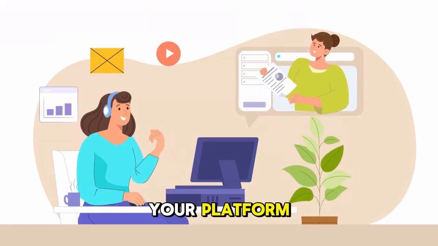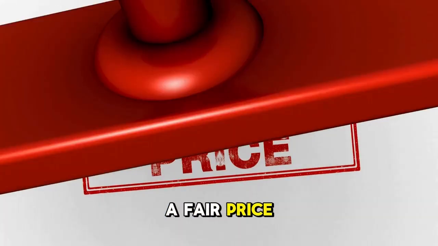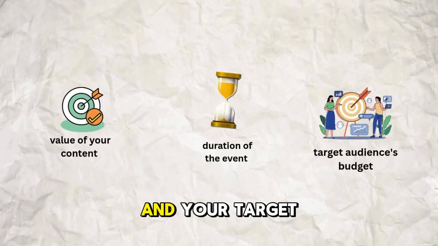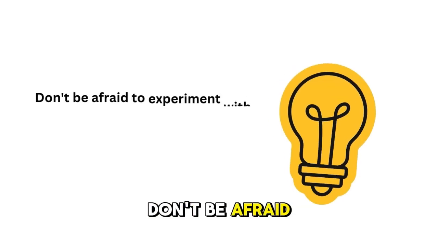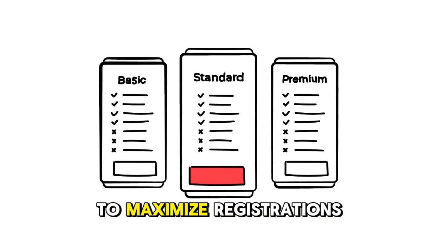Once you've selected your platform, you'll need to set up your pricing strategy. This involves determining a fair price point that reflects the value of your content, the duration of the event, and your target audience's budget. Don't be afraid to experiment with tiered pricing, early bird discounts, or bundle offers to maximize registrations.